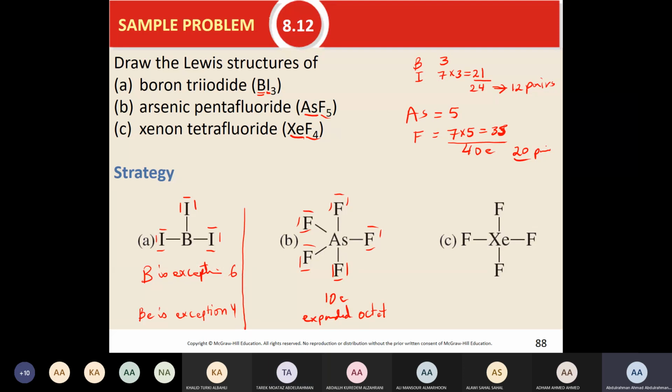4. Very good. 4 pairs, which is 8 electrons. Good. Next. How many electrons around xenon? What's the valence of xenon? 8. Why is it 8? Group 8. Noble gas.